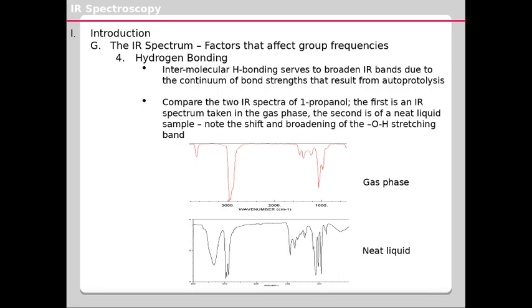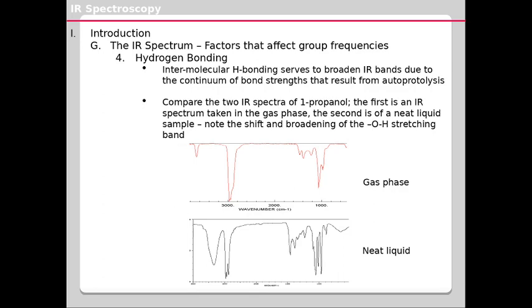For example, if you consider the IR spectra of one propanol, the first spectrum shows the spectrum of one propanol taken in the gas phase. You know that in the gas phase the molecules will be separated by a large distance, and there will be hardly any chance for the molecules to interact with each other.